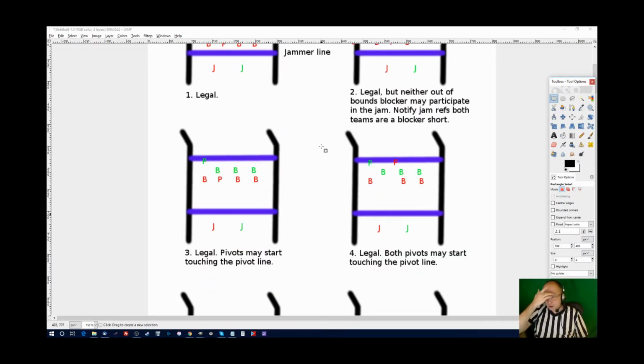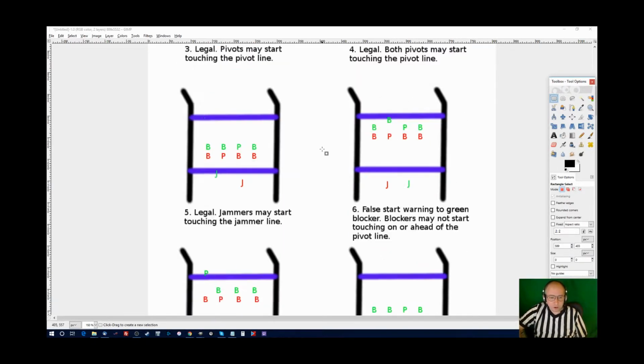So there are some people that are under the misbelief that the first pivot to get there somehow owns the pivot line. No, that is not correct. They may both start touching it. Number five, legal. Jammers may start touching the jammer line. Entirely acceptable.